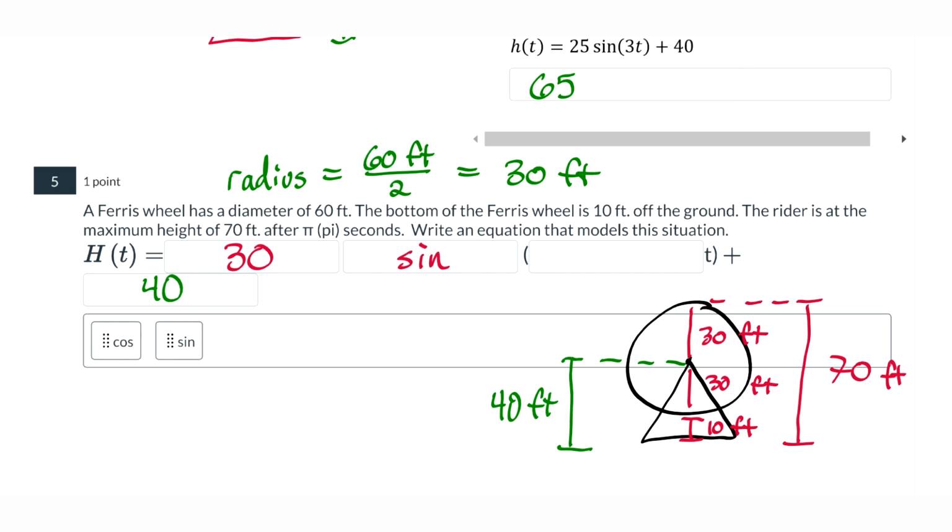And then it says the last blank is the frequency. This last part's a little tricky. Let me draw a little graph to help you visualize this. So let's say your height of a rider graph looks something like this. Now, what I tell you is that at its maximum height, which would be here, that's at pi seconds. So that's the x value, pi.